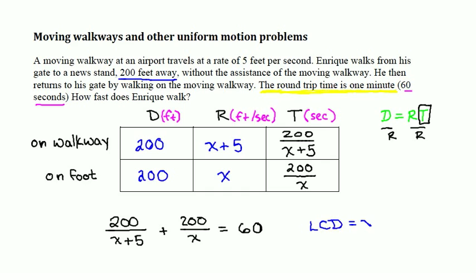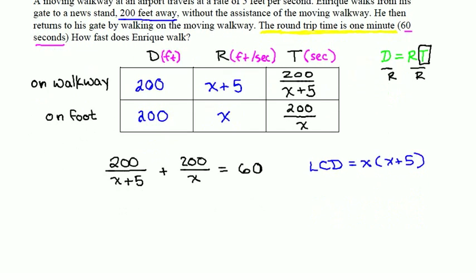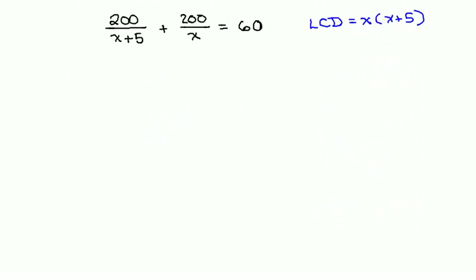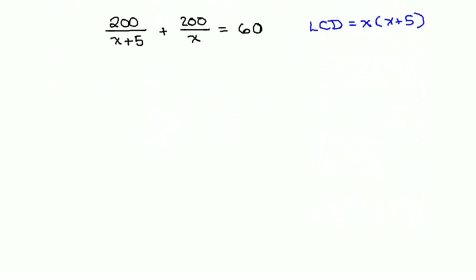which is x times x plus 5. This is not a proportion, since we have two rational terms on one side of the equation. I do have to multiply the LCD by both sides of this equation.